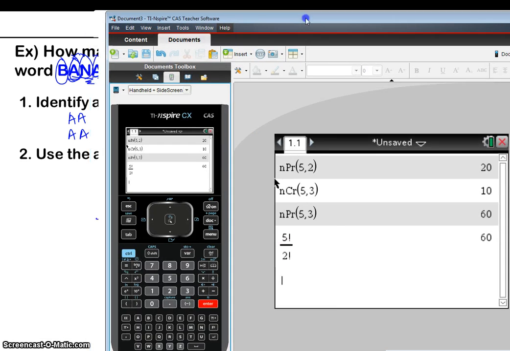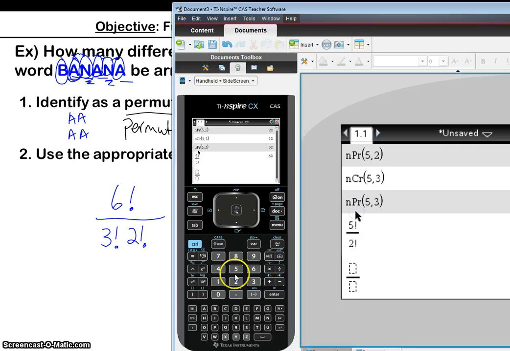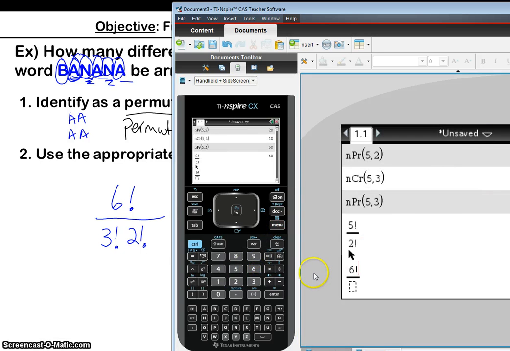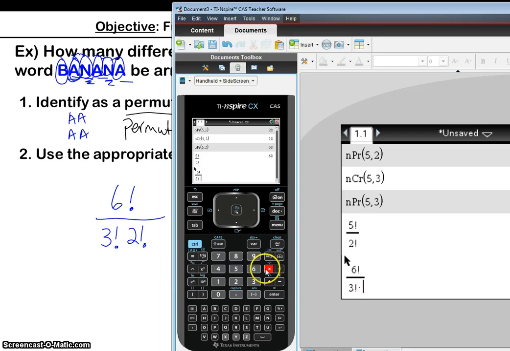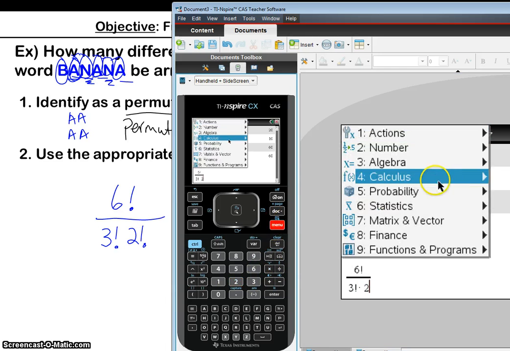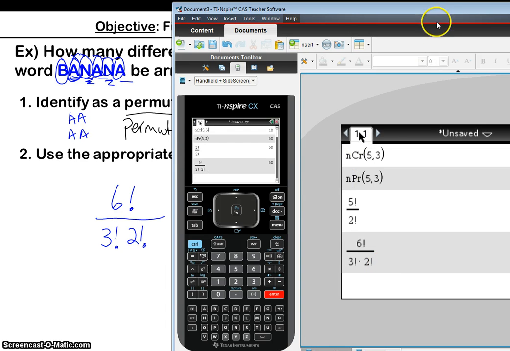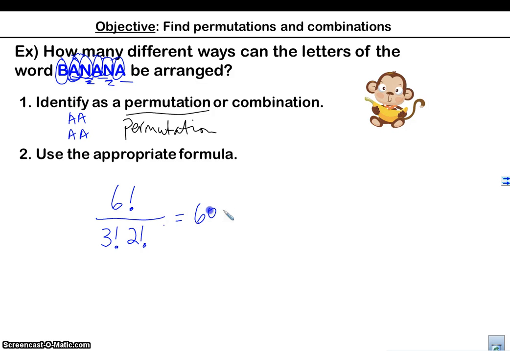Any calculator will do. I have a TI Inspire. So I've got, let me use a little fraction here, 6 factorial divided by 3 factorial times 2 factorial. And I've got to move this to the side here, that gives me 60. All right? 60 ways.